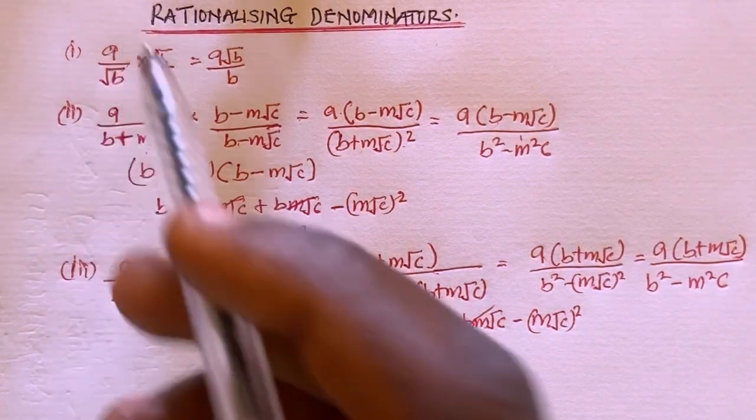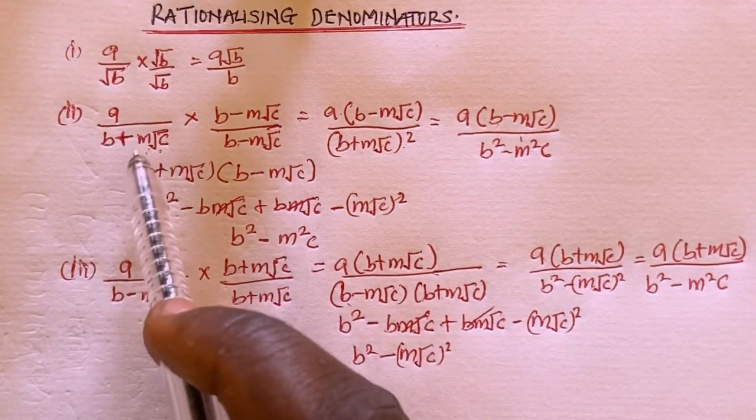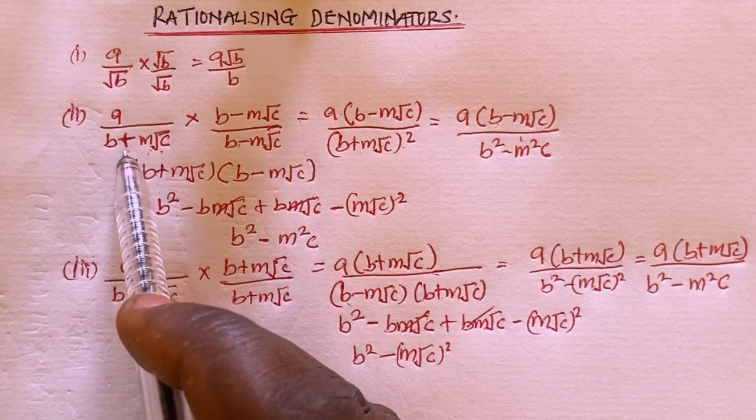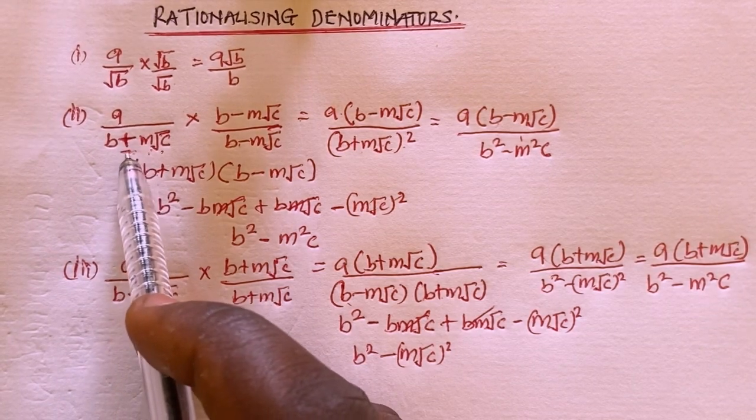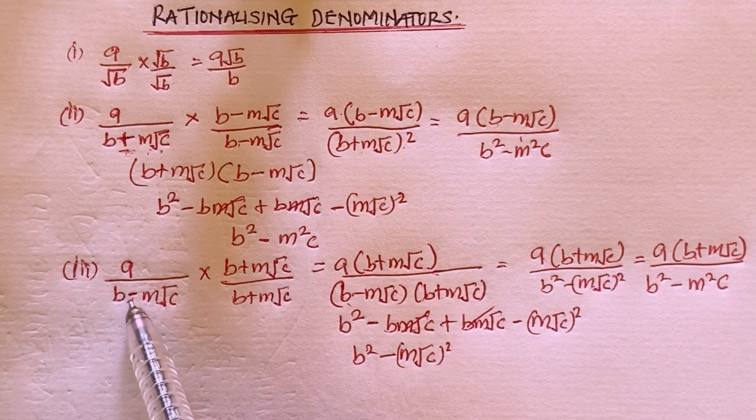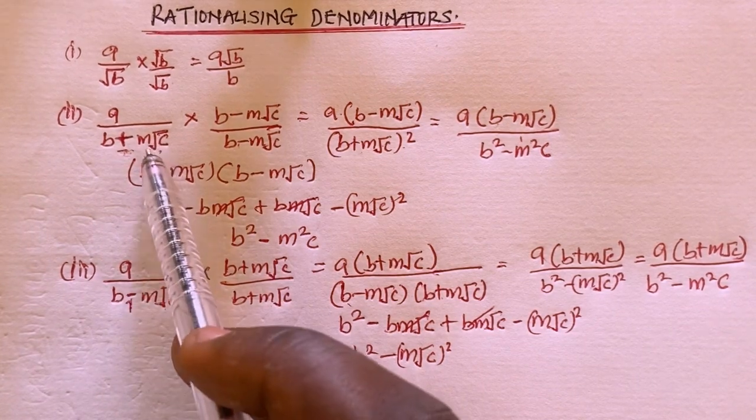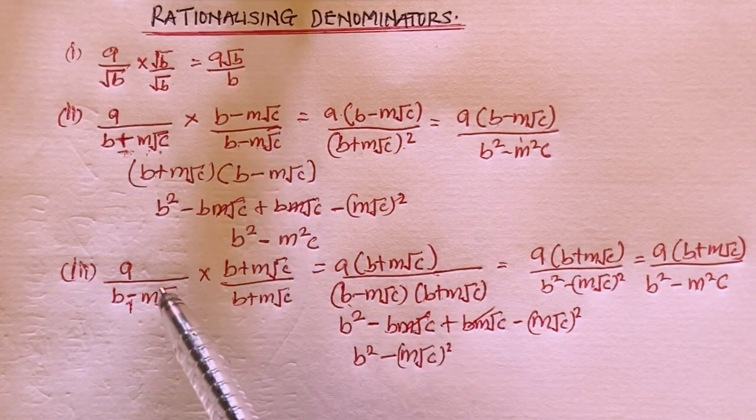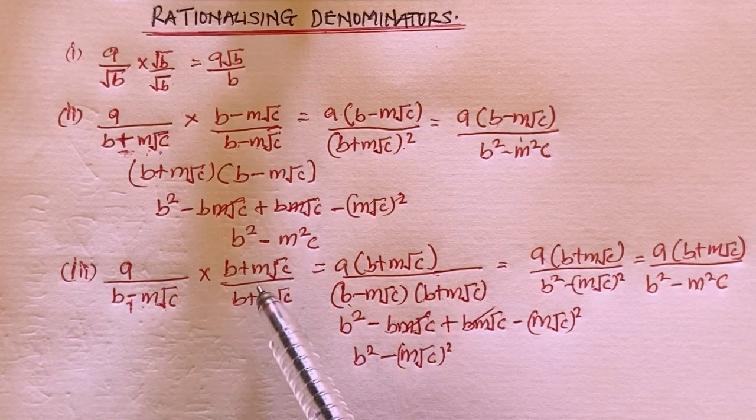The first one is a single fraction. The second one is when you have something like this, in the case that the sign is plus, and the other case where the sign is negative. So if the sign is positive, you are going to rationalize with negative. If the sign is negative, you are going to rationalize with positive.